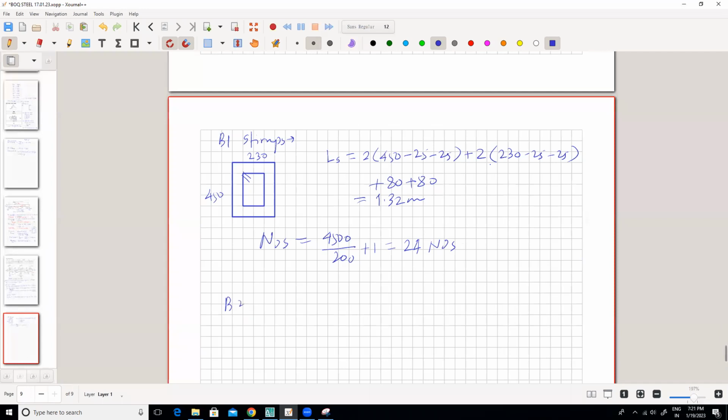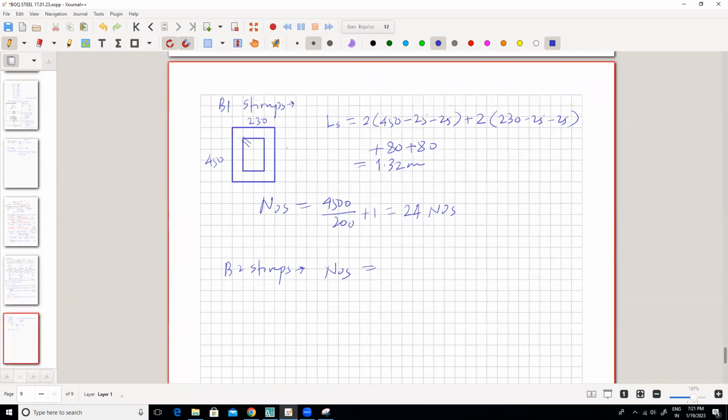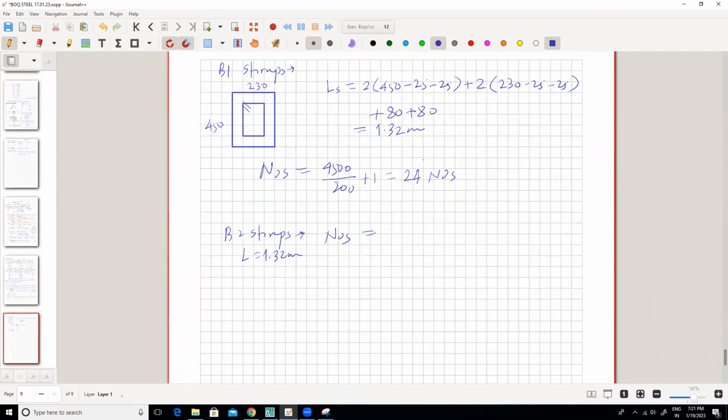Now B2 stirrups. So B2, we will calculate the numbers only because the length will be same because the size is same. Size is same, right? So B2 length will be 1.32 meters and numbers will be 2900 minus 100. 2900 minus 100 is 2800 divided by 200 plus 1. 15 numbers. Okay. So these are the overall length calculation. We know that the tricky part is only length calculation. All other things are very easy.